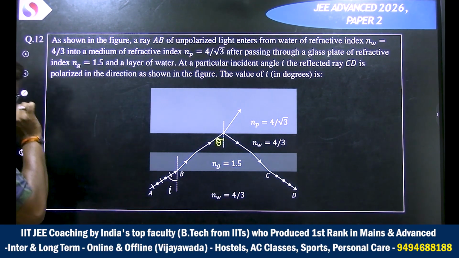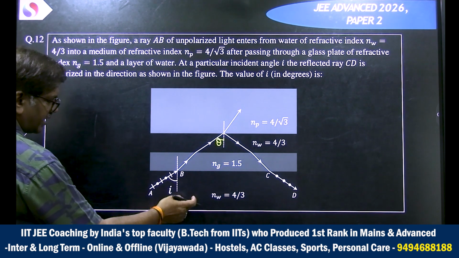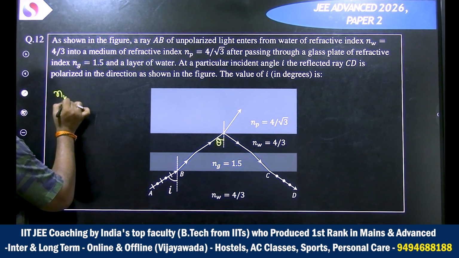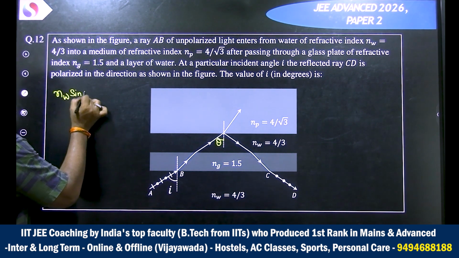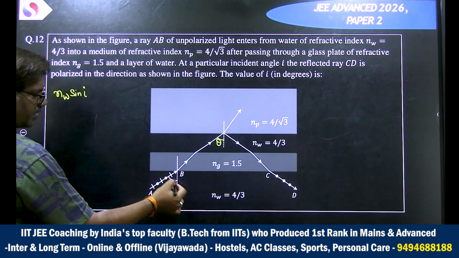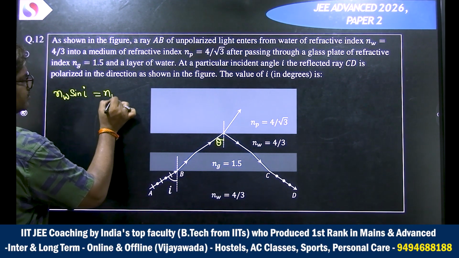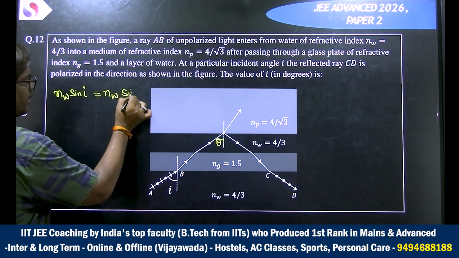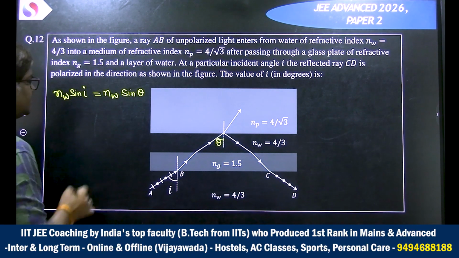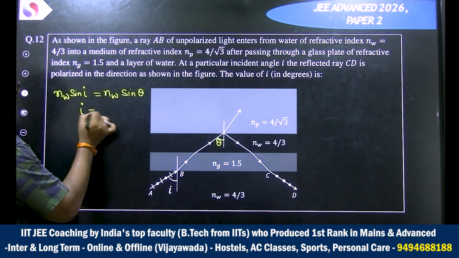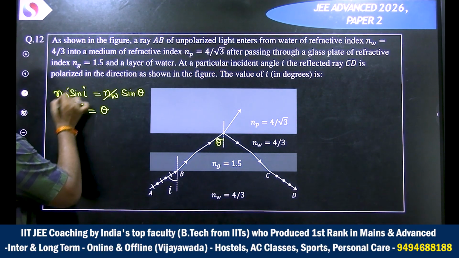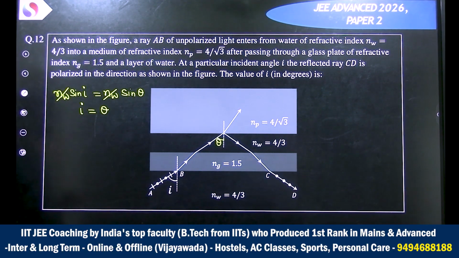Then if I apply Snell's law, I can say NW into sin I for this angle is equal to again NW into sin theta. That means clearly this I is equal to theta, because it will be the same angle, right? If I get to know this theta, then I will get my answer as I in degree.